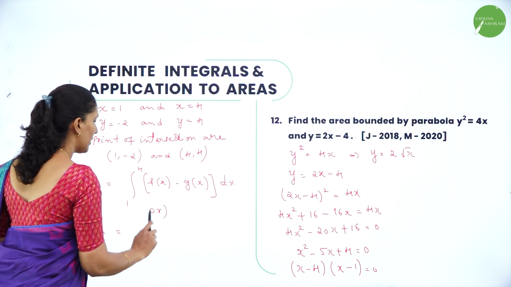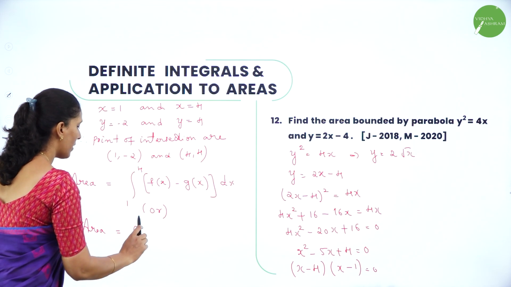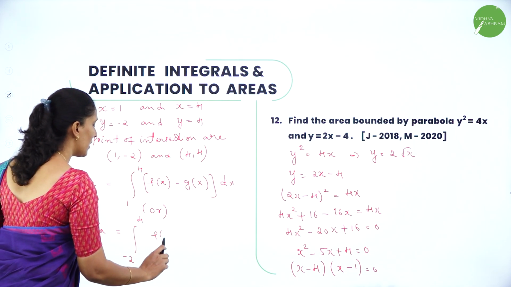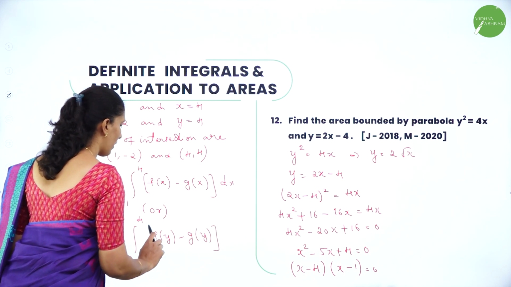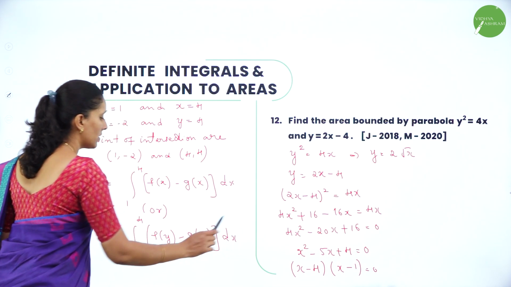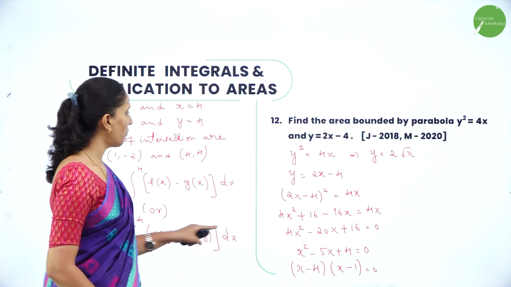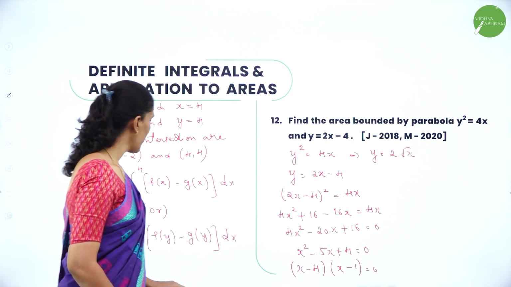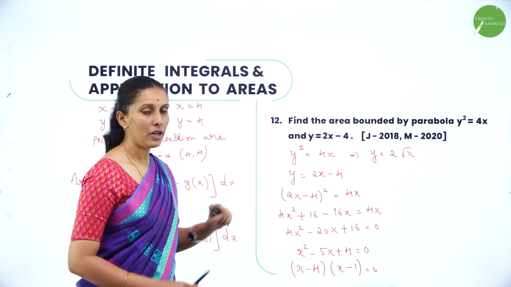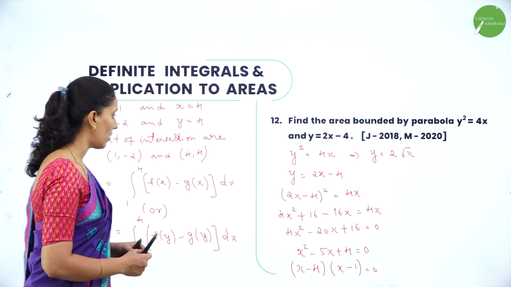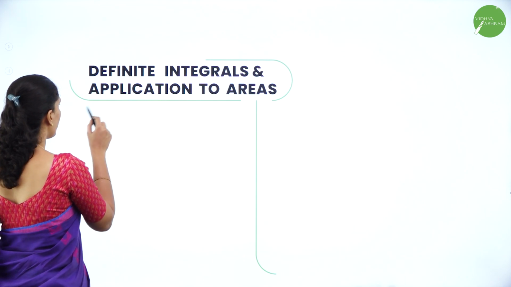Or if you want to take the coordinate in terms of y, then the limits will be from minus 2 to 4. Here it becomes f of y minus g of y into dy. That means you need to take f of y in terms of x, where you will write f of y as y square by 4 and g of y as y plus 4 divided by 2. So, this is how you are going to work out. Now, I will take the x coordinates only.